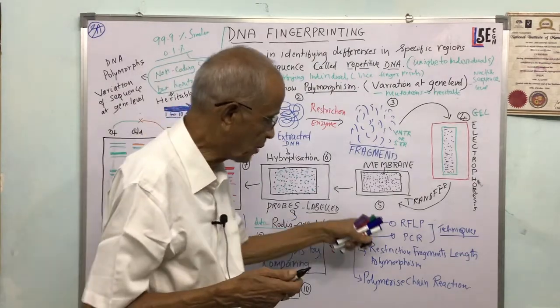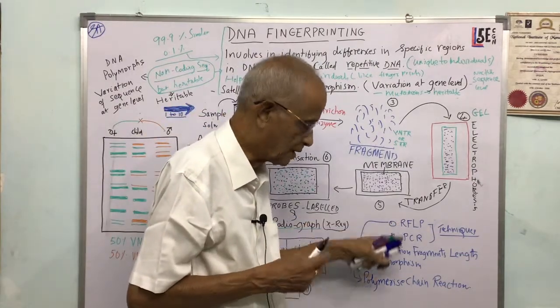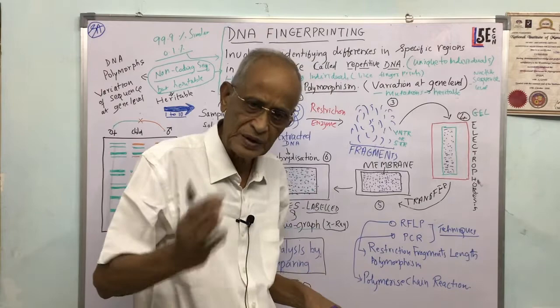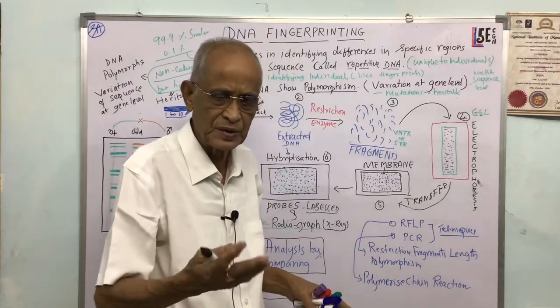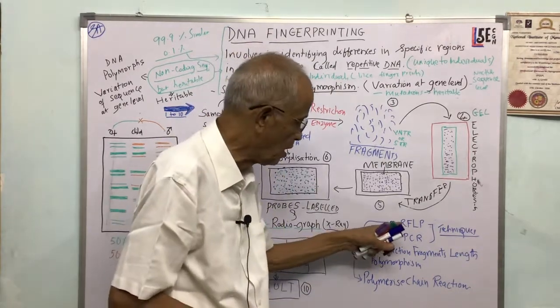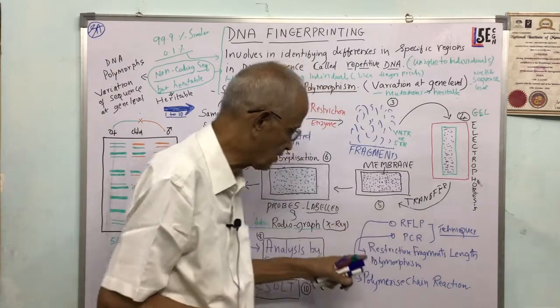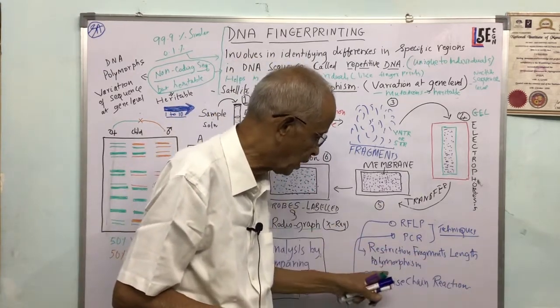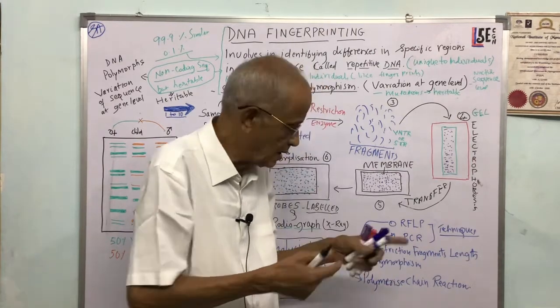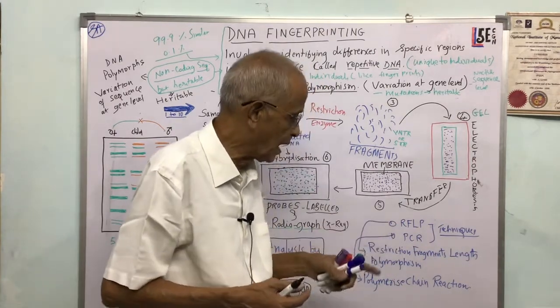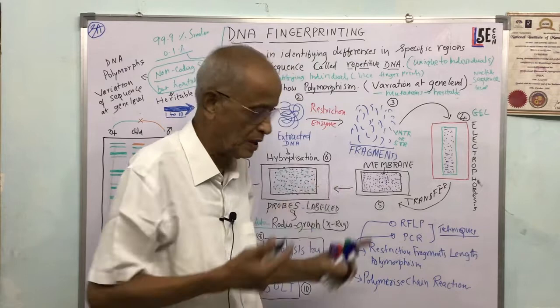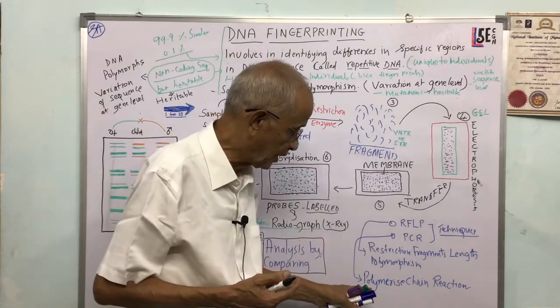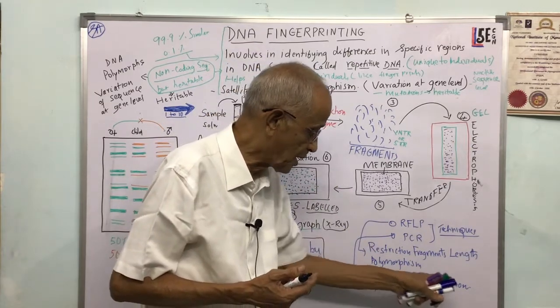Now there are two types of tests available today, or many types are there, but normally in the laboratories they do what's called RFLP. RFLP refers to restriction fragment length polymorphism. That is the first type, and they use the restriction enzyme. The second one is called polymerase chain reaction.